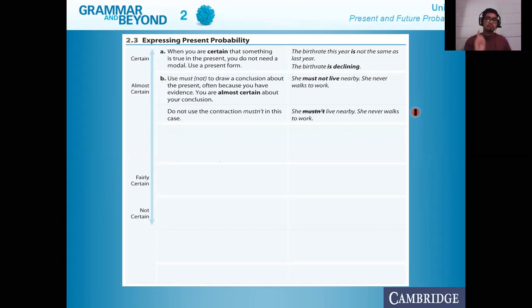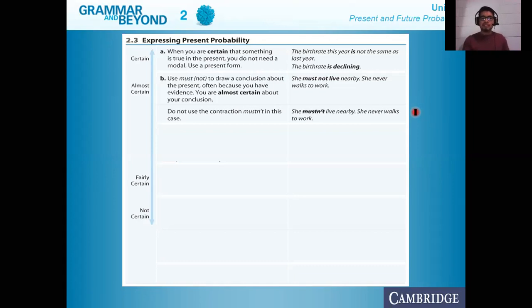We are going to use must not when we are almost certain that something is true. That is your conclusion, the conclusion that you have after an observation. Like what you learn at school, the scientific method: you make an observation, create a hypothesis, test it, and then draw a conclusion. Over here it's the same, but you're not doing an experiment. It's something that you do on a daily basis, right?